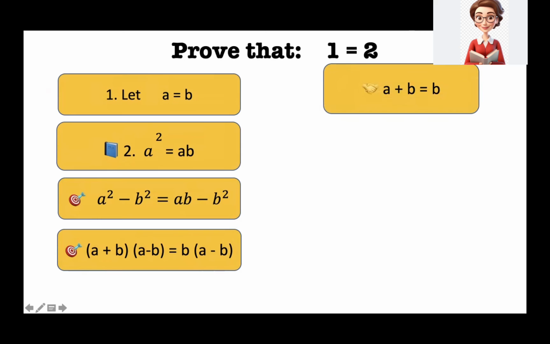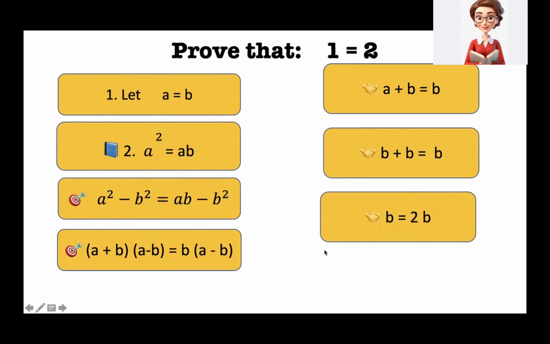So you come up here, A plus B equals B. Since the first step is A is equal to B, you can substitute A by B. So we have B plus B equals B. So you have there B equals 2B, 2 equals 1, or 1 equals 2.